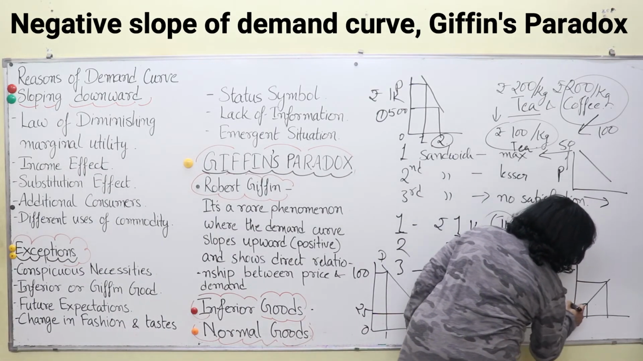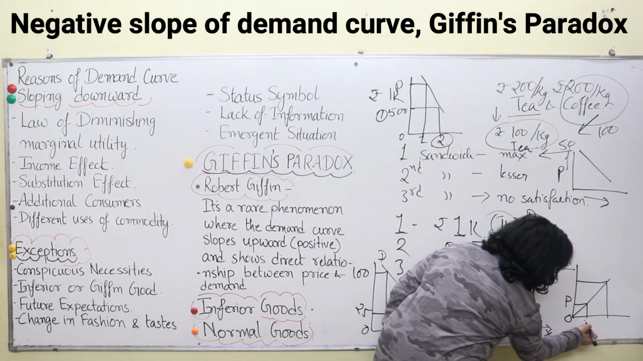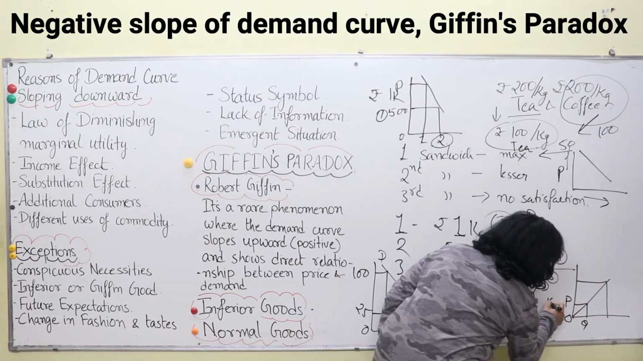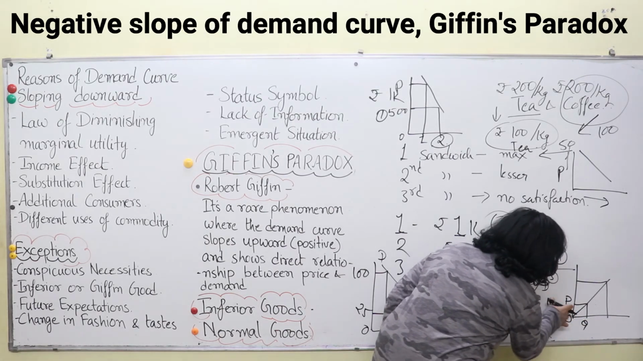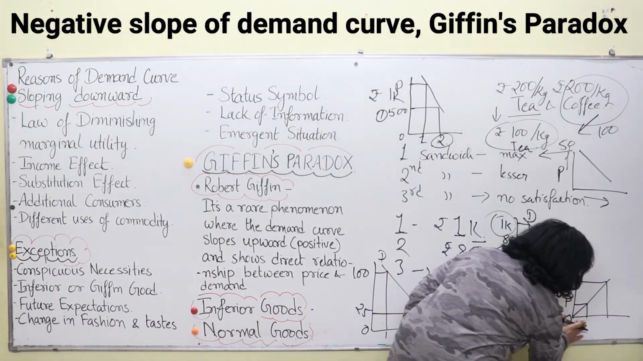With increase in price, the price was low here. When the price was low, the demand was also low. See, the demand is here, the Q is here. Suppose if the price was 5 rupees, the demand was only 1 unit for them.